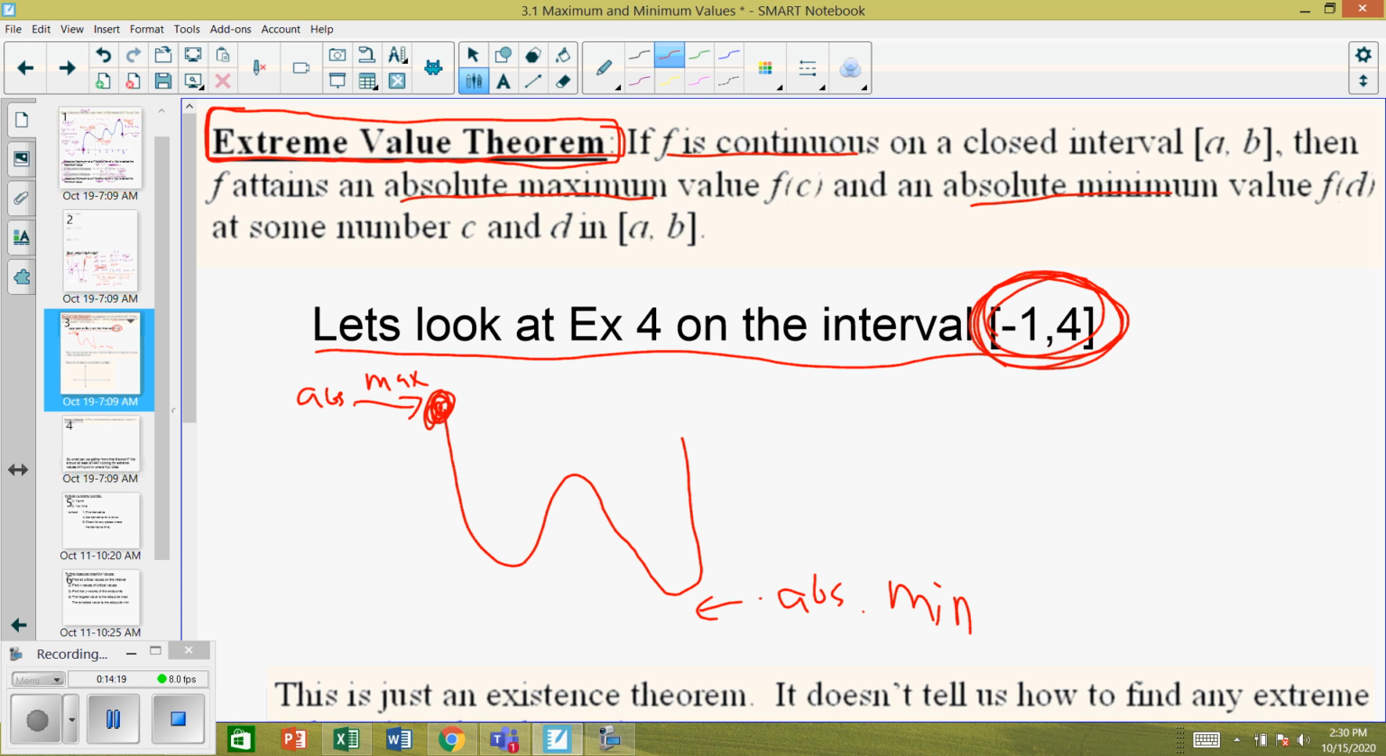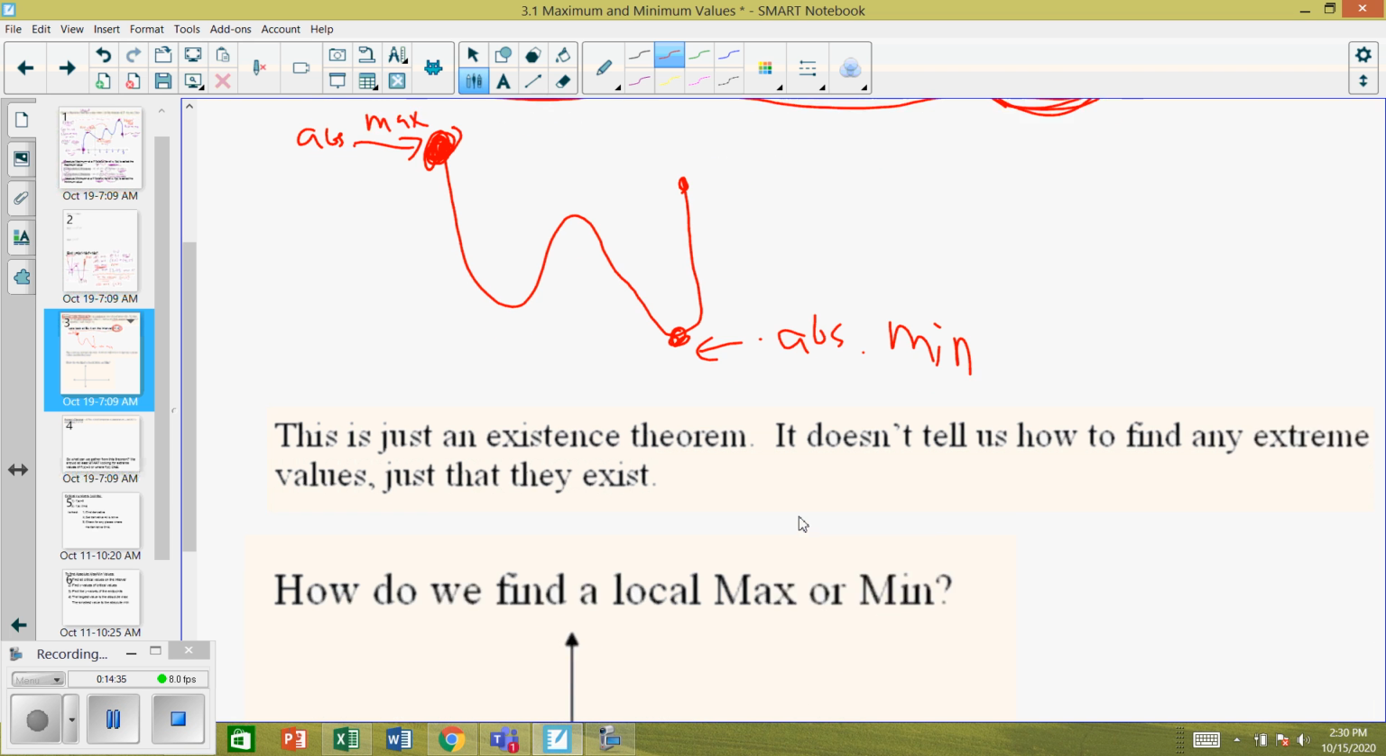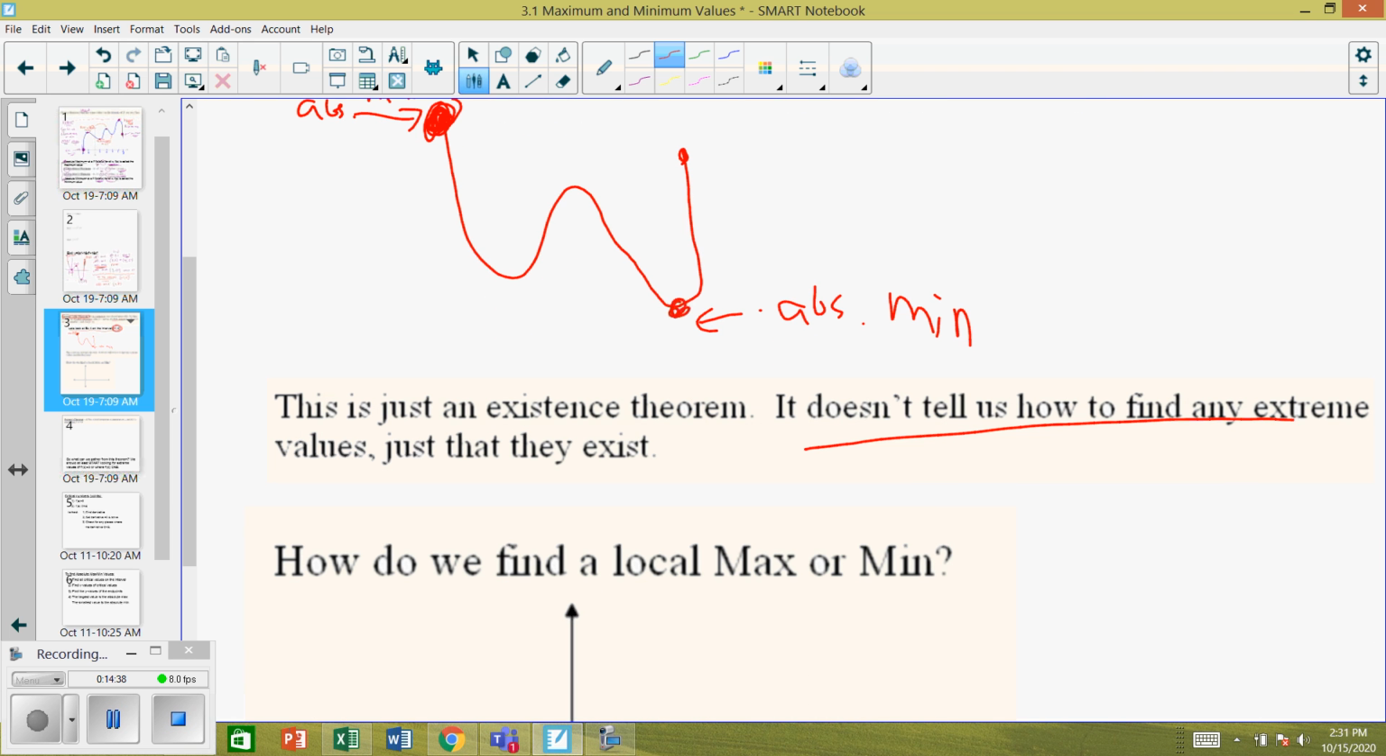It states pretty much that if we have a closed interval, we are guaranteed to have an absolute max and absolute min. I mean, since it's closed off, one value is going to be bigger than all the rest, and one value is going to be smaller than all the rest. That's what the extreme value theorem says. Now, this is just an existence theorem. It doesn't tell us how to find any extreme values. It just says they exist, just like the intermediate value theorem.